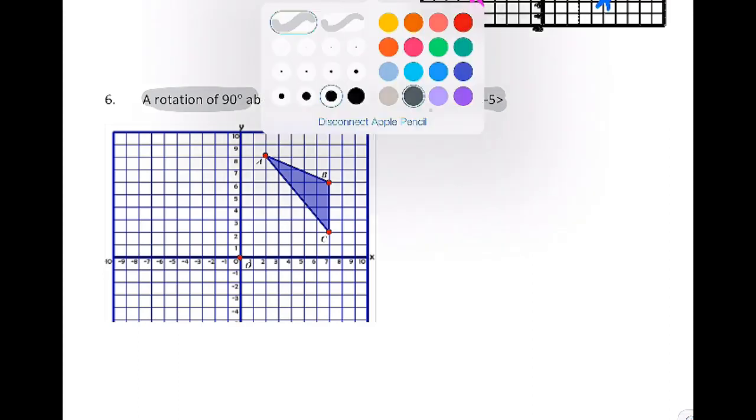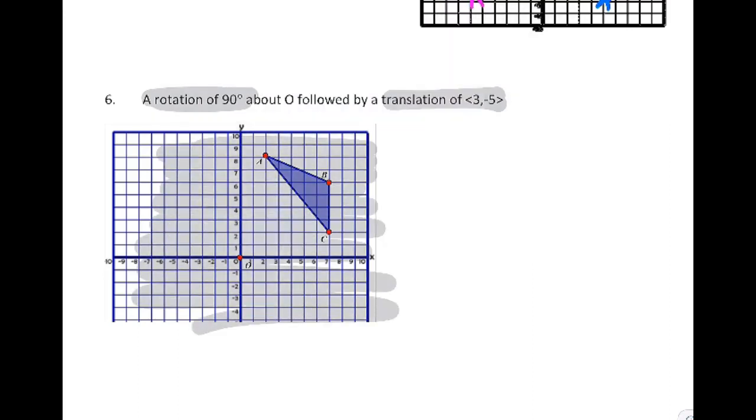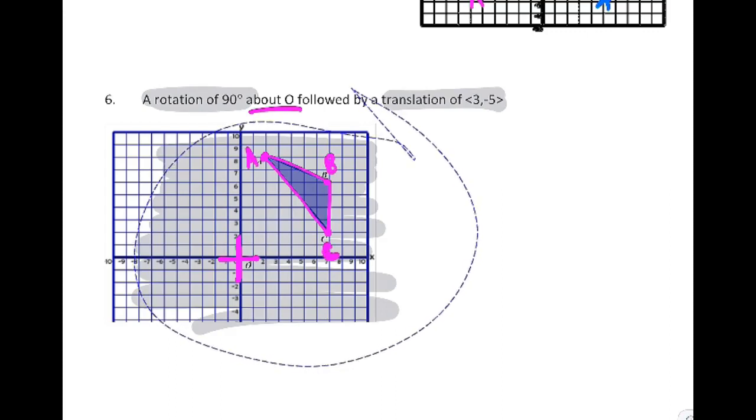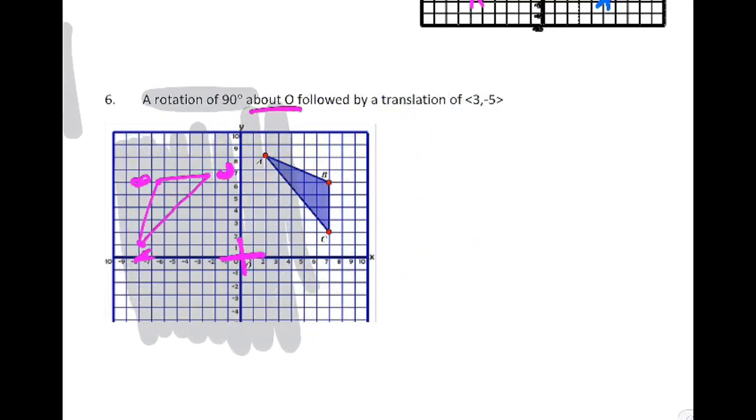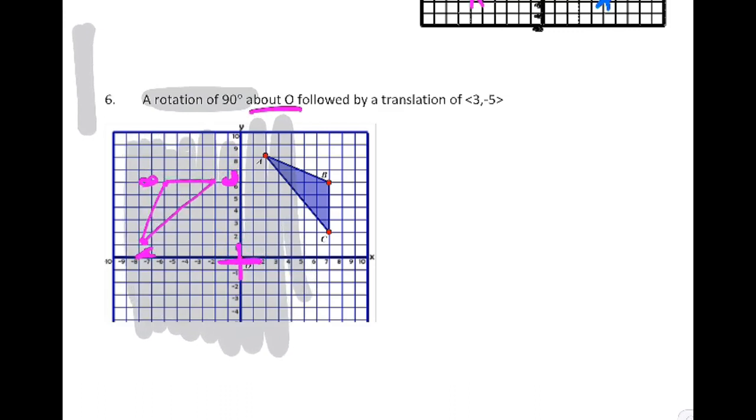So the first time it says rotate, we use patty paper to rotate. And again, it doesn't say, actually it does right here, about the origin, about O. So we are going to rotate 90, but first don't forget to trace your figure so that you know where A, B, and C are going to end up when you rotate. Which is right there. Then you're going to take that triangle and translate it over 3, down 5.